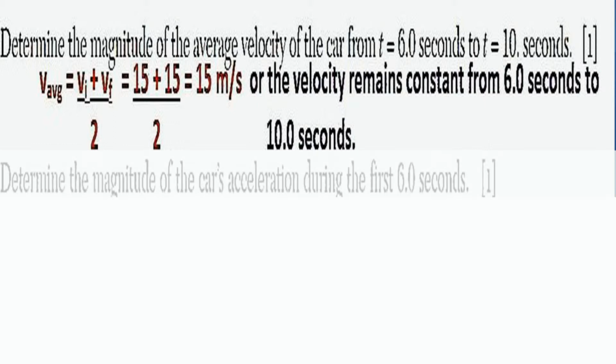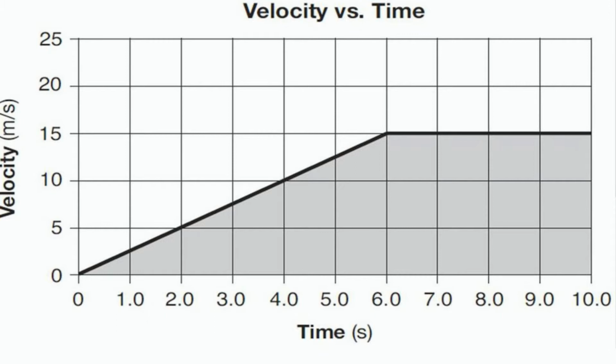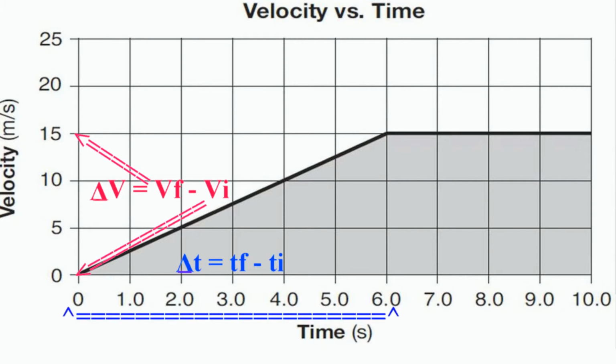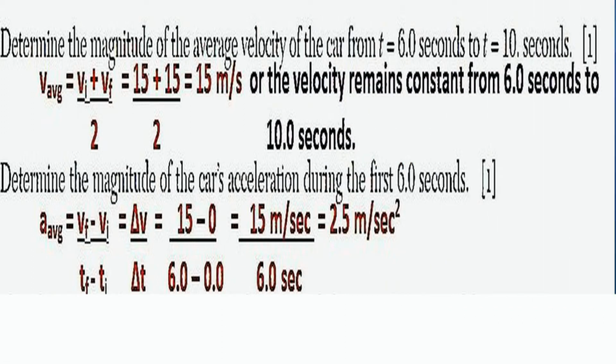We're now asked to determine the magnitude of the car's acceleration during the first 6 seconds. Average acceleration is equal to the final velocity minus the initial velocity divided by the final time minus the initial time, or delta v divided by delta t. The final velocity was 15 meters per second, and the initial velocity was 0 meters per second. The final time was 6.0 seconds, and the initial time was 0 seconds. 15 meters per second divided by 6.0 seconds will equal 2.5 meters per second squared.